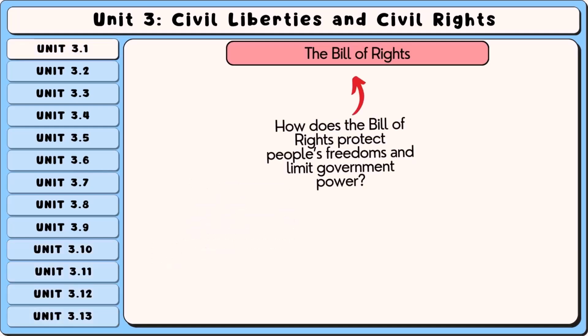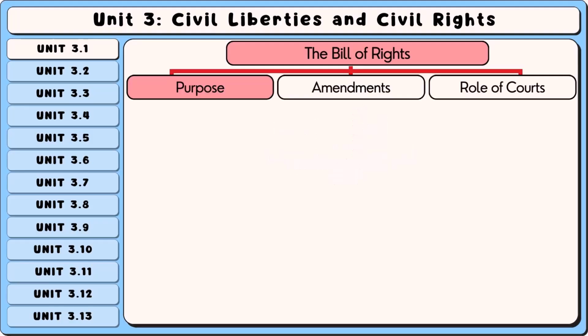In this first lesson, we will explore how the Bill of Rights protects people's freedoms and limits government power. First, we will look at the purpose of the Bill of Rights and why it was added to the Constitution. Then we'll go through each of the 10 amendments in the Bill of Rights, and then we'll explore the role of the courts in interpreting these rights over time.